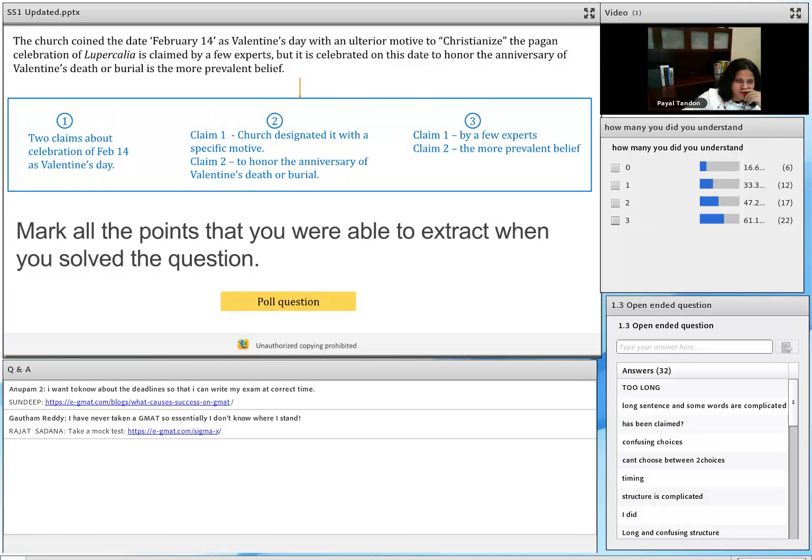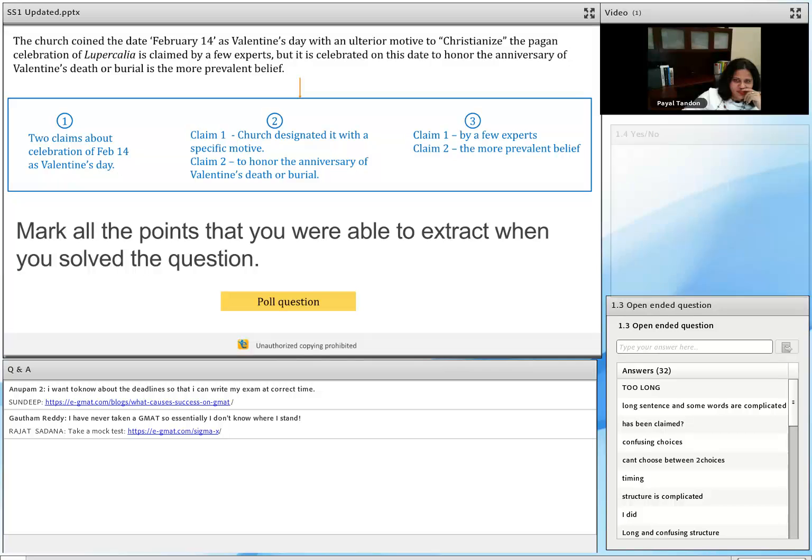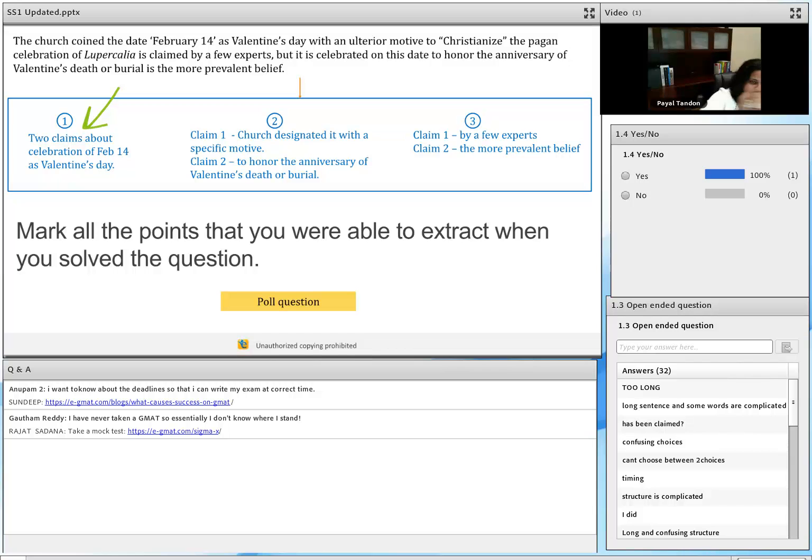Actually, this poll is not going to give me what I'm looking for. Okay, let me change it. Let's talk about this. Click on yes if you were able to get claim number 1. If you were not able to get claim number 1, click on no. Okay, so there were 4 of you who weren't able to identify that there are 2 claims about Feb 14 being celebrated as Valentine's Day.